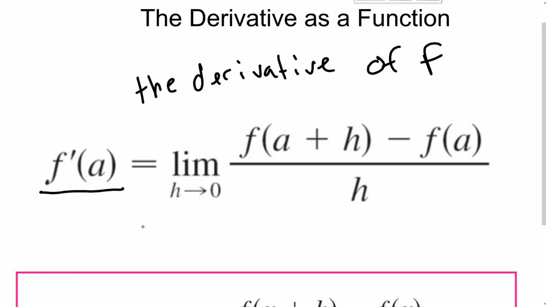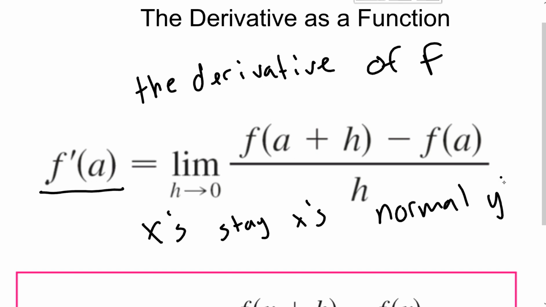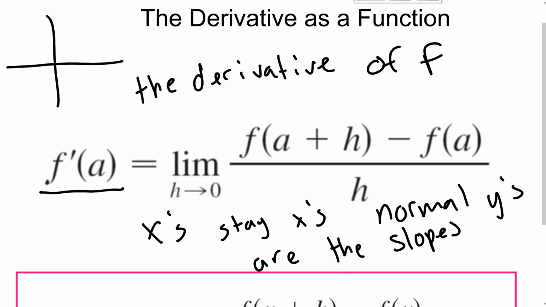Our x's stay x's, and our normal y values are the slopes. Okay, so normally you have your function, so that'd be just f. And so you have your x's and you have your y values, right? And so when we graph the derivative, our x's will be the same.